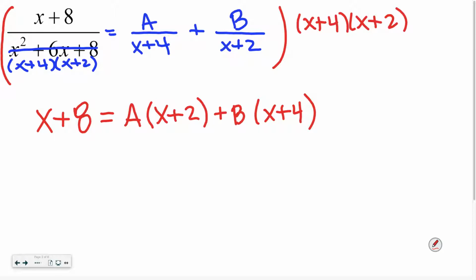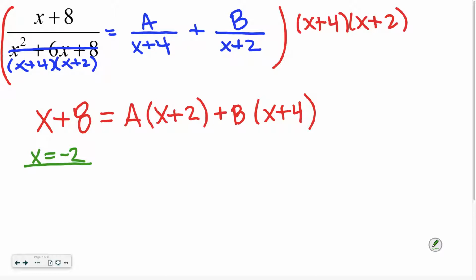Okay, now we've gotten rid of our fractions, which is nice, and we can now solve for a and b. The first method I want to show you is substituting zeros. We are going to strategically pick numbers to help us solve for a and b. Let's talk about this factor right here. What could I plug in for x to make this 0? Okay, well, let's try that.